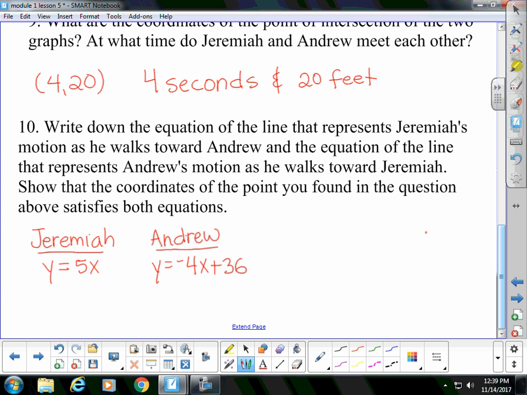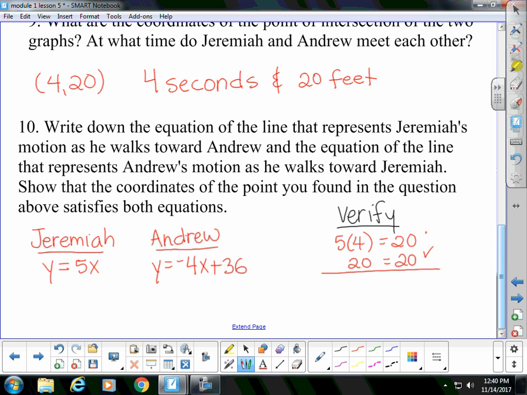Okay, so now I want to verify that those equations really work for the point that I found. So I'm going to plug in my point, 4 for x and 20 for y. With Jeremiah's equation, it would just be 5 times 4. Does that really equal 20? And yes, it does. So Jeremiah's equation checks out.